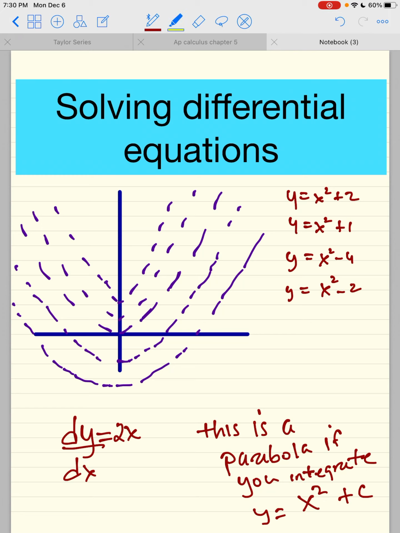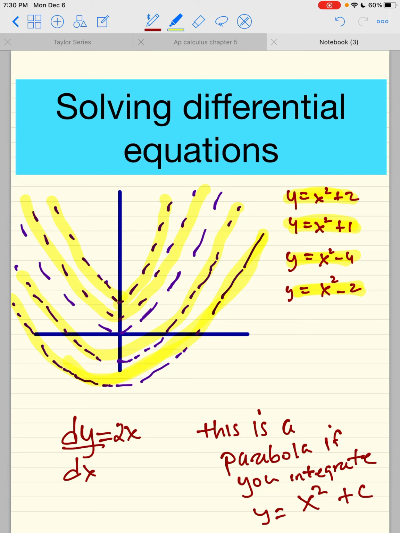So here what I have is y equals x squared plus 2. Maybe that's this person here. Okay. Y equals x squared plus 1. Maybe that's this person right here. Y equals x squared minus 2. Maybe that's like down here somewhere, and so on. So we have these parabolas, okay? And these are actually what we call specific or particular solutions to each one of these, okay?